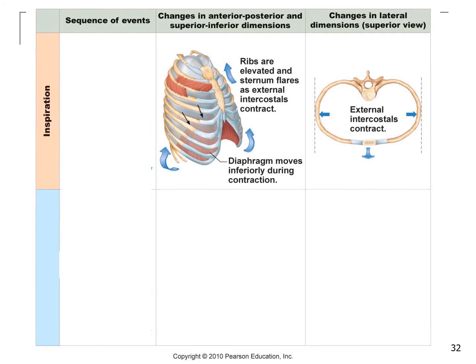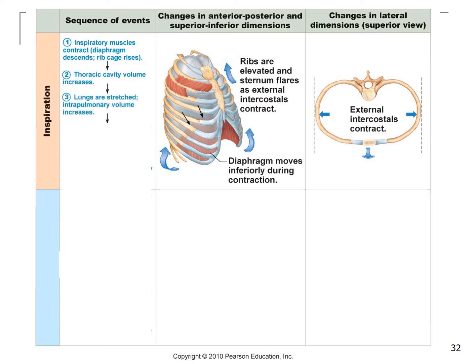So here's what happens basically. In inspiration, your ribs get elevated, the diaphragm moves inferiorly, you get the contraction of external intercostals. And so basically the inspiratory muscles contract first, the diaphragm descends, the rib cage rises, the thoracic cavity volume increases. This causes the intrapulmonary volume to increase, which drops the intrapulmonary pressure, and then air flows down its pressure gradient from higher to lower pressure. Because it's lower inside the lungs, air comes in.